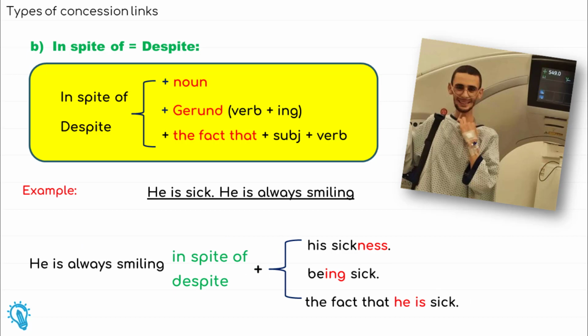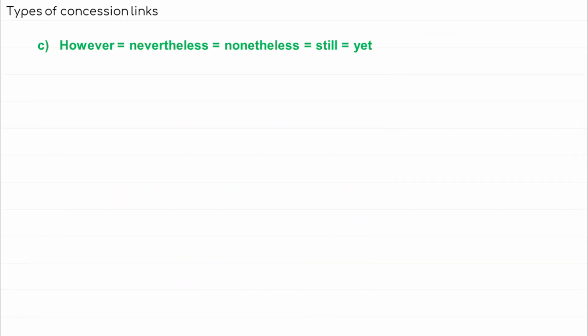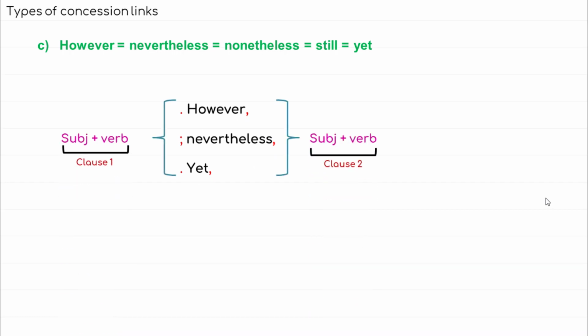Last but not least: however, nevertheless, nonetheless, still, and yet. These concession linking words always come in the middle of the sentence. And because punctuation is very important in writing, you should always remember to put these words between either a full stop and a comma, or a semicolon and a comma.